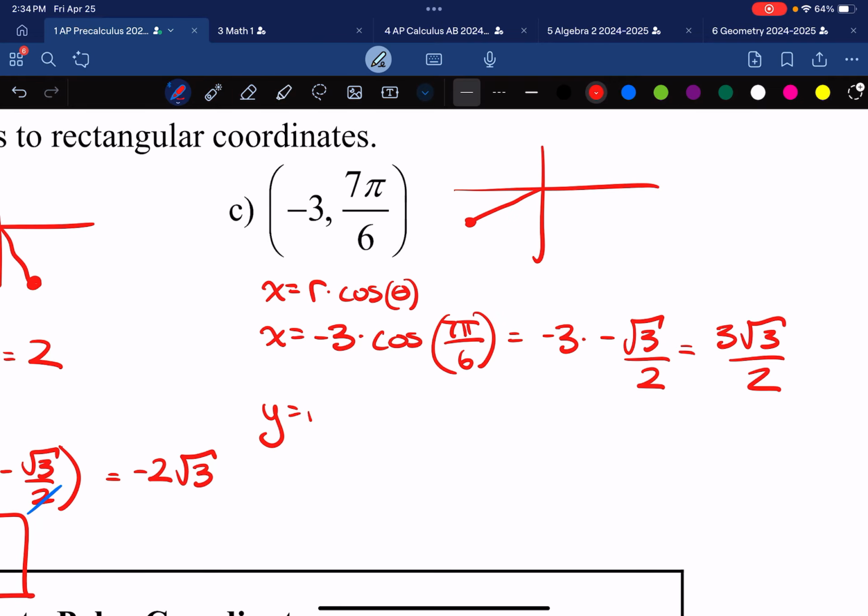A y-coordinate comes from the formula. It's r times sine of theta. And r in this case is negative 3 times sine of 7 pi over 6. Okay, where's 7 pi over 6?